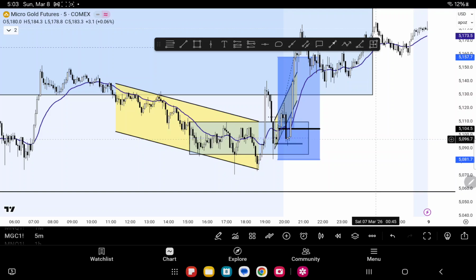So that's it, guys. You need to focus on the basic things: risk to reward, your support and resistance, and take trades from there.